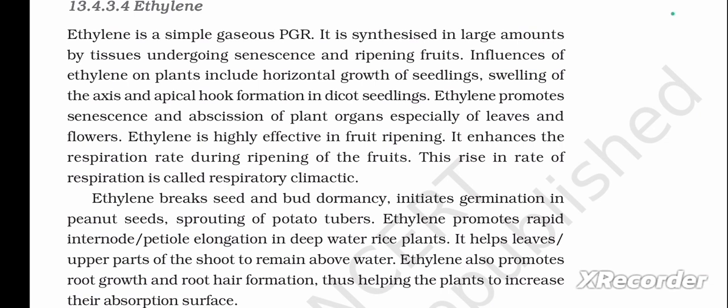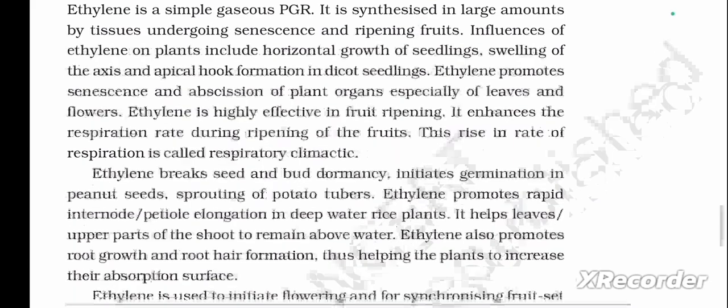It is synthesized in large amounts by tissues undergoing senescence and ripening fruits. Influences of ethylene on plants include horizontal growth of seedlings, swelling of the axis, and apical hook formation in dicot seedlings. Ethylene promotes senescence and abscission of plant organs, especially of leaves and flowers. Ethylene is highly effective in fruit ripening. It enhances the respiration rate during ripening of the fruits. This rise in rate of respiration is called respiratory climacteric.